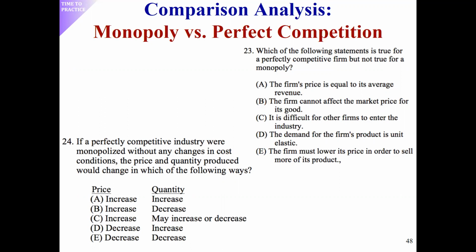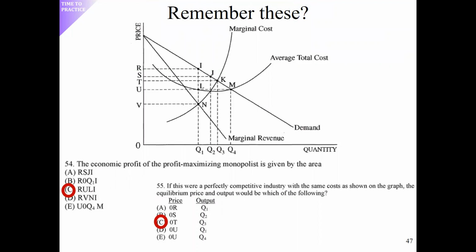All right, let's look back. If you're producing at a monopoly, the price would be R, and you'd be at Q1. Now at perfect competition, you'd be at T, price down, quantity up. What was that? What letter?